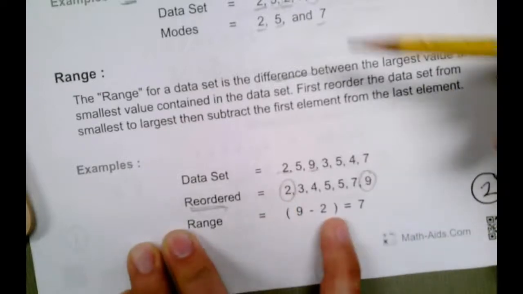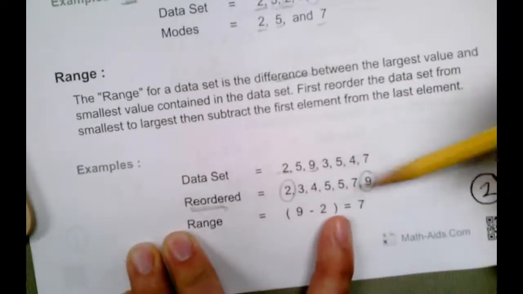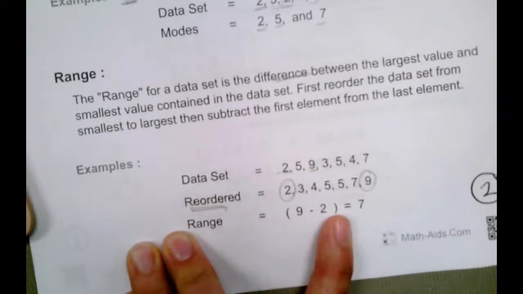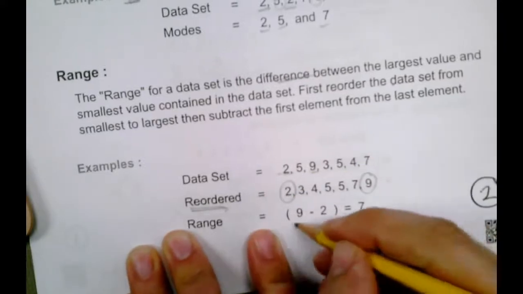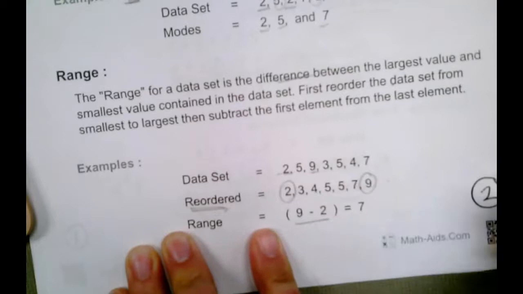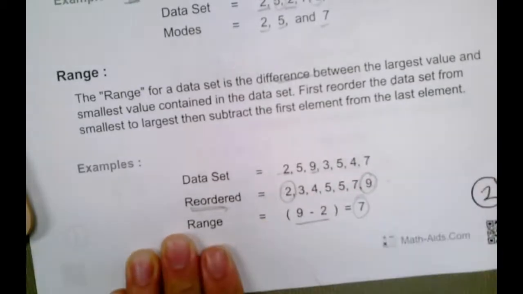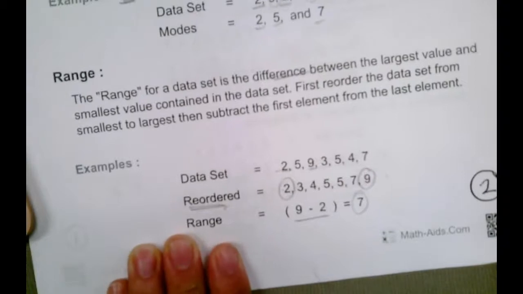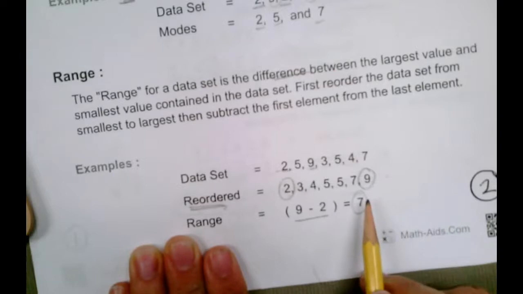Okay. So here they're in order. We have our largest number and our smallest number, and we just subtract them. And that's the range, it's 7. Okay, it's just the largest number minus the smallest number. So that means there's an age range of 7 years with these cousins, if that's what we're talking about this data being.